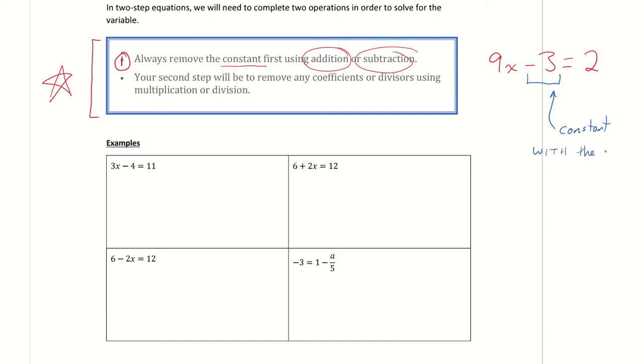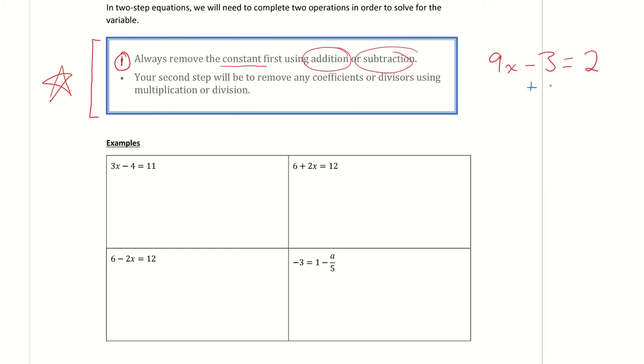So this first step, in a sneaky way, might actually be a little bit confusing or ambiguous, because you might say, okay, I have to always remove the constant first, but I have two constants here. Well, what we really mean by this is remove the constant that you could say is crowding the variable term, right? The constant that's next to it. So we'll remove that first. How do we remove this constant? Well, we either add or subtract. How do you get rid of negative 3? Well, you should add 3.